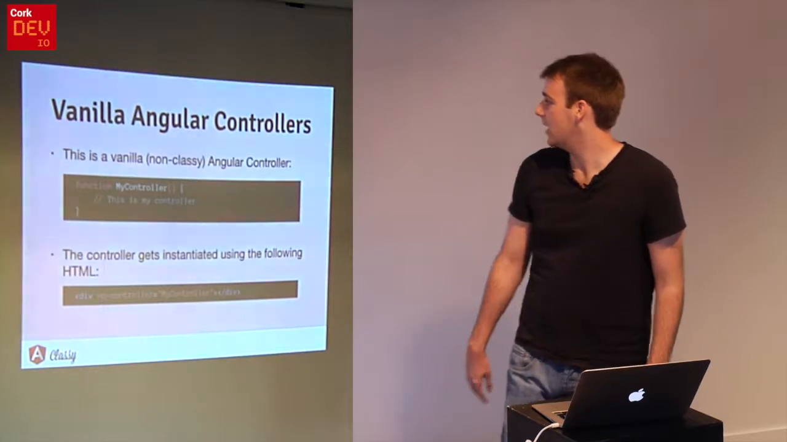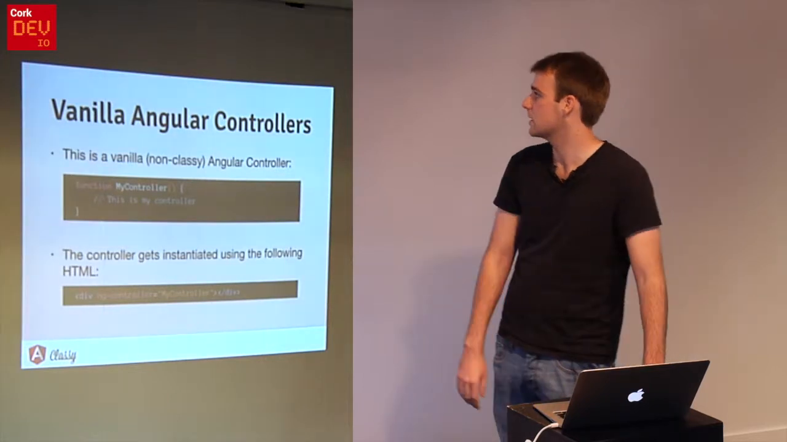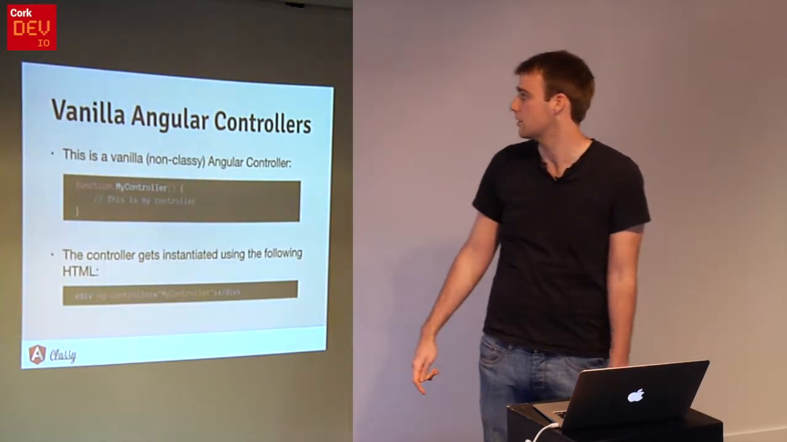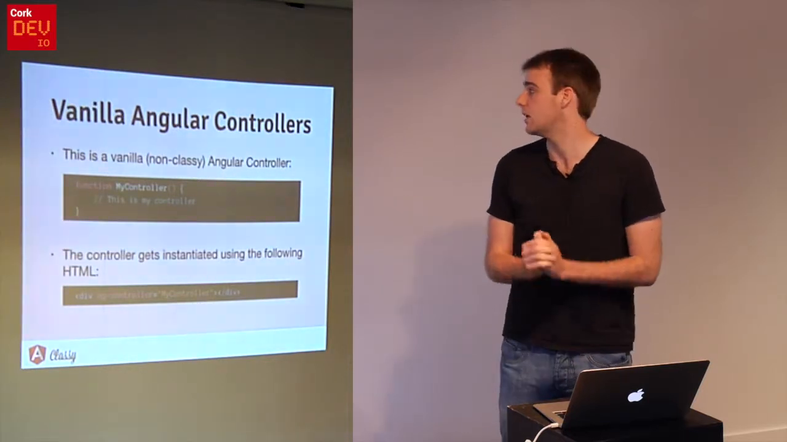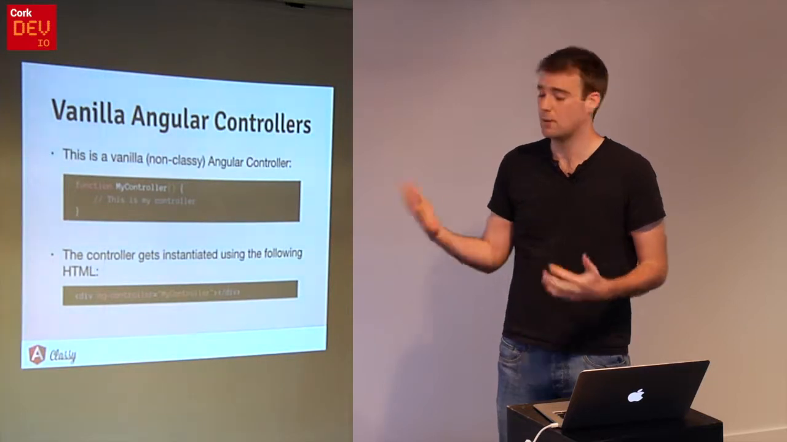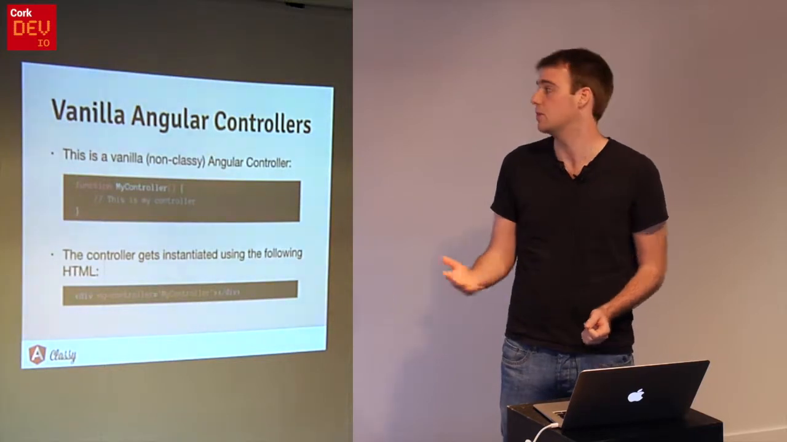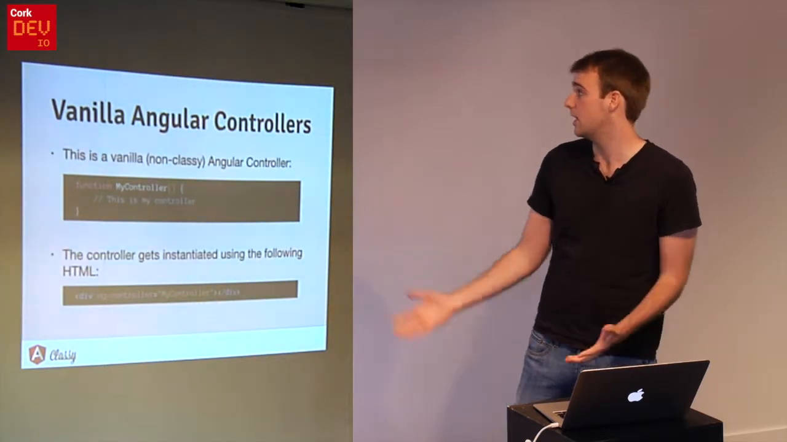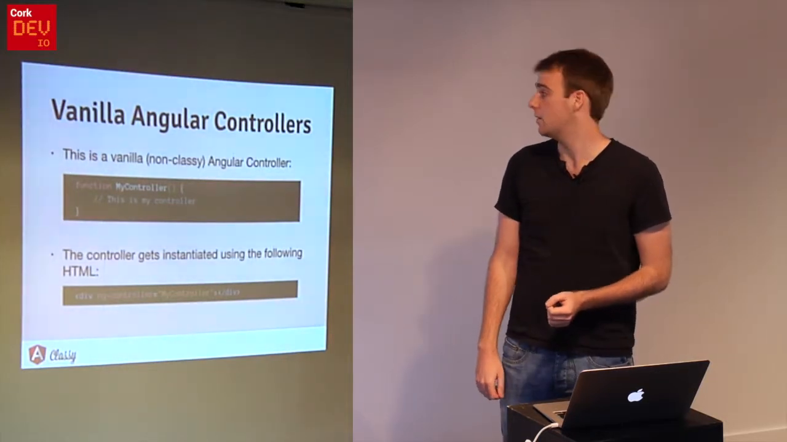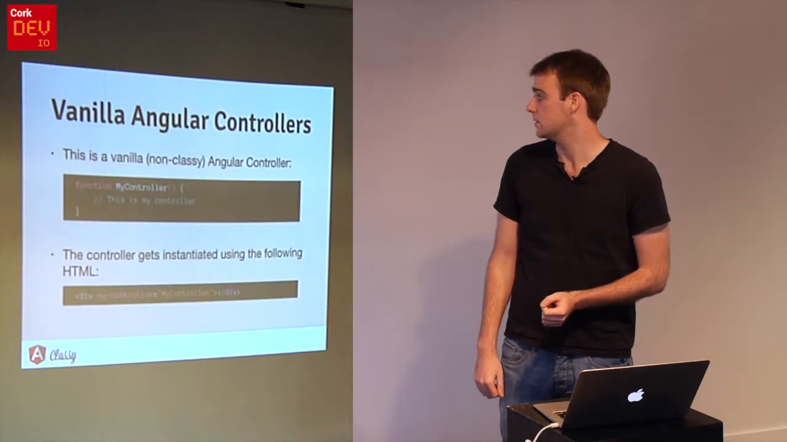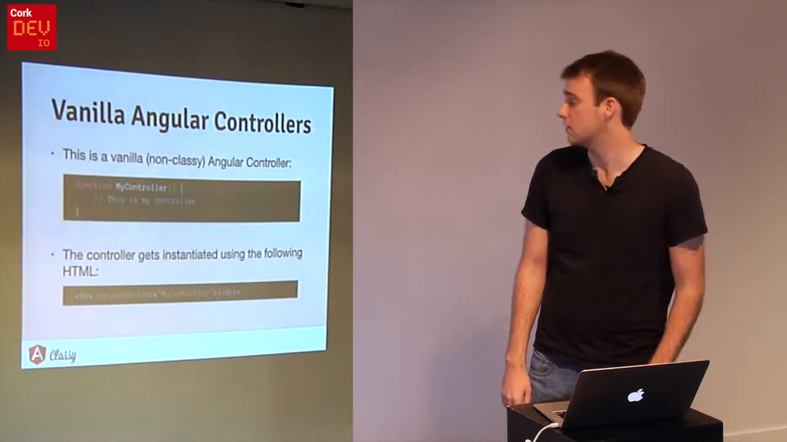Okay, the black might be a little bit difficult to read there, but this is vanilla Angular controllers. This is how they look. So a controller is basically a function. Now you probably want to add a few more things, like dependency injection, or you probably want to add it to your app module if you don't want it to be a global variable. But at its heart, an Angular controller is just a function. And then it gets instantiated by just putting ng-controller equals whatever your controller name is into your HTML.